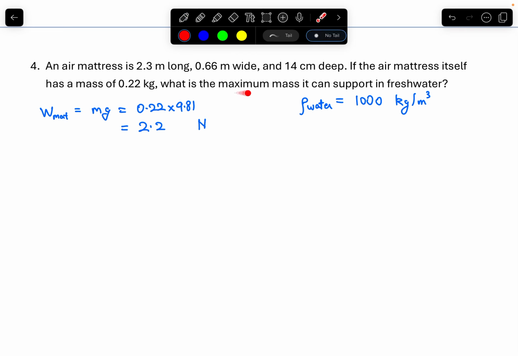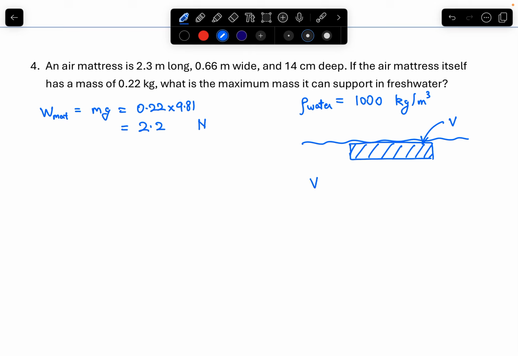All right, so next we'll look at the situation they are asking us about. They are asking us for the maximum mass the mattress can support. So how much weight can the mattress support on top of this particular value? Let's draw the situation. If this is the surface of the water, the maximum weight supported by the mattress will be when it's completely submerged underwater. So this particular mattress, let's say it has a volume of V.